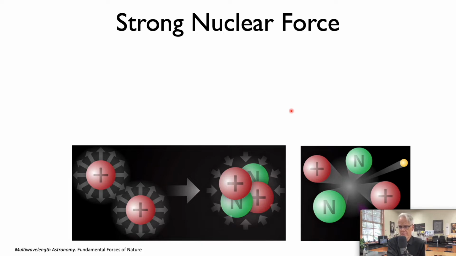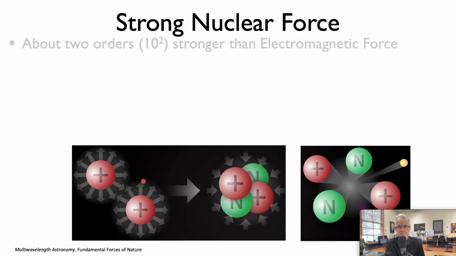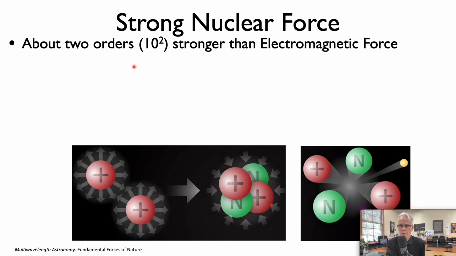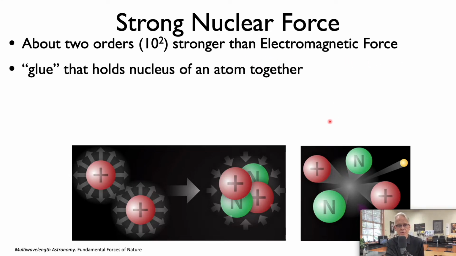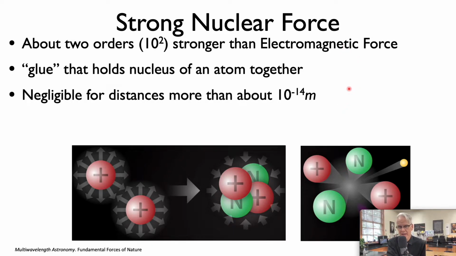Another of the known fundamental forces is a much stronger force than the electromagnetic force that happens in the nucleus of atoms. It's called the strong nuclear force. The strong nuclear force overpowers the repulsion between protons, and it is about 2 orders of magnitude, or 10 to the 2, times stronger, that's 100 times stronger than the electromagnetic force. It's the glue that holds the nucleus of an atom together. The strong nuclear force is negligible for distances more than about 10 to the negative 14 meters.